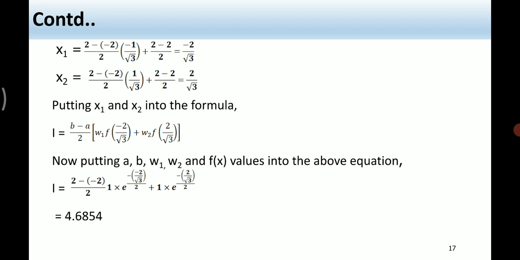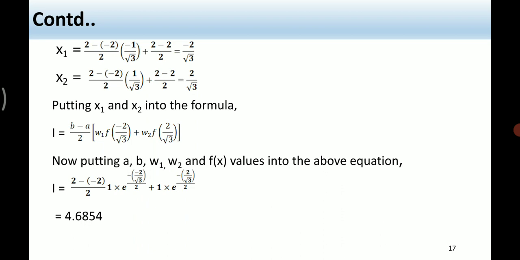So this x1 and x2 values what we have calculated, you have to put these values into your formula, that is your Gaussian quadrature 2-point formula. So we have I is equal to b minus a divided by 2 into w1 into f of minus 2 by root 3, that is your x1 value, plus w2 into f of 2 by root 3, that is your x2 value. So we are substituting the values.